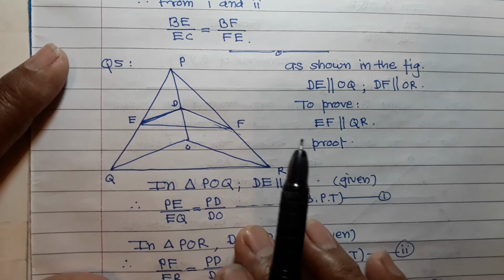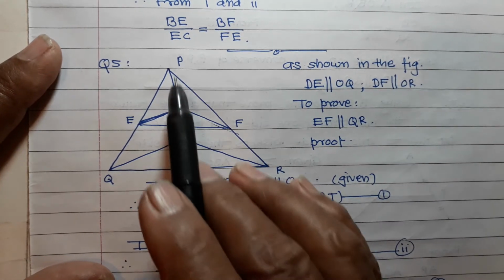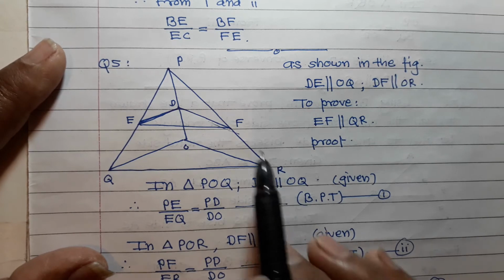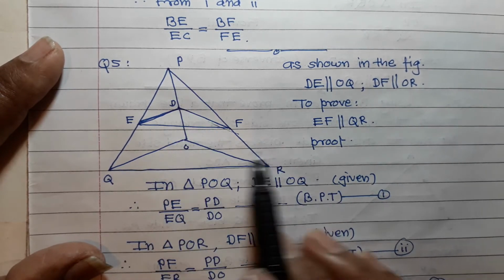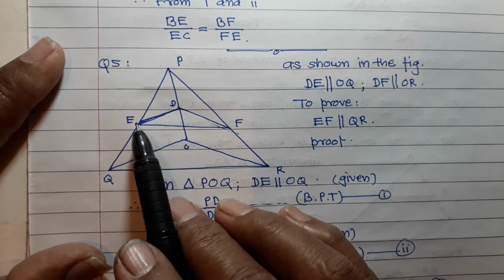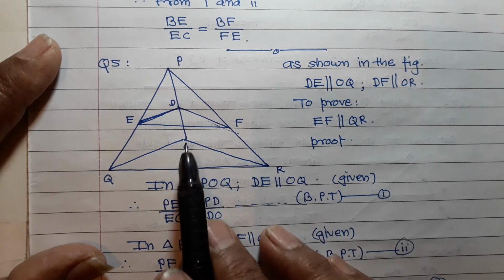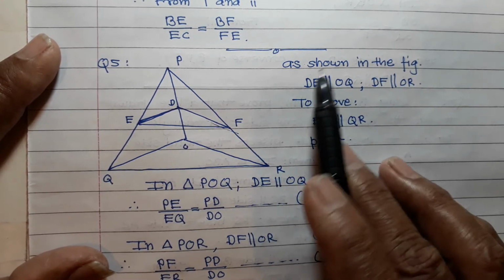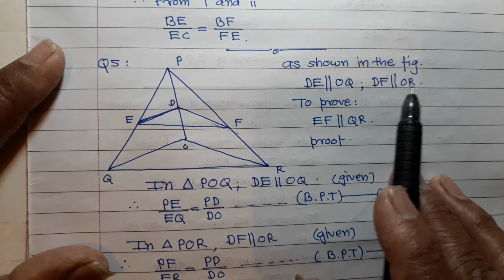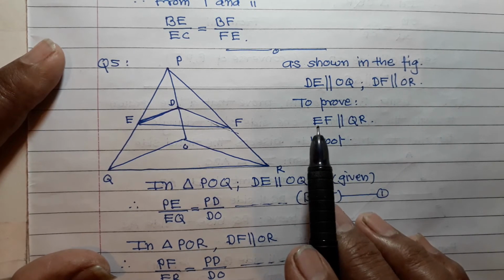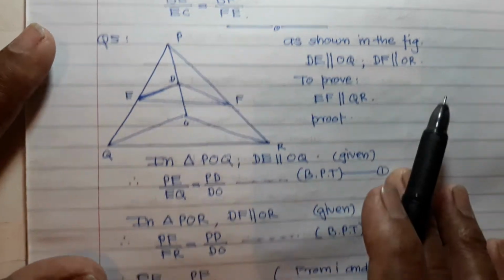Question number 5. As shown in the figure, triangle PQR, and O is any point interior of the triangle. If you join all this, DE is parallel to QO and DF is parallel to OR, given. As shown in the figure, DE parallel OQ and DF parallel OR. To prove: EF parallel QR. Okay.